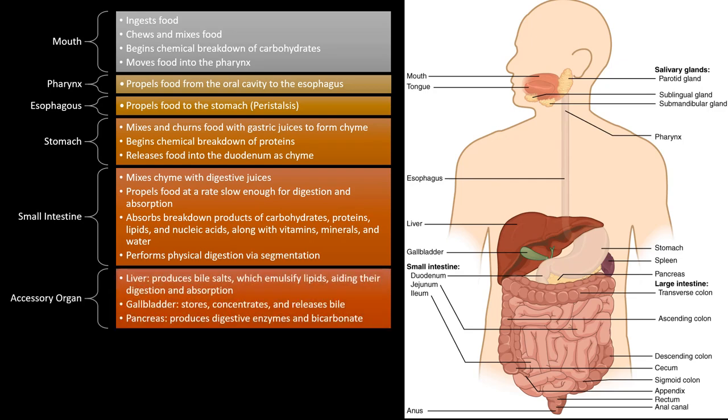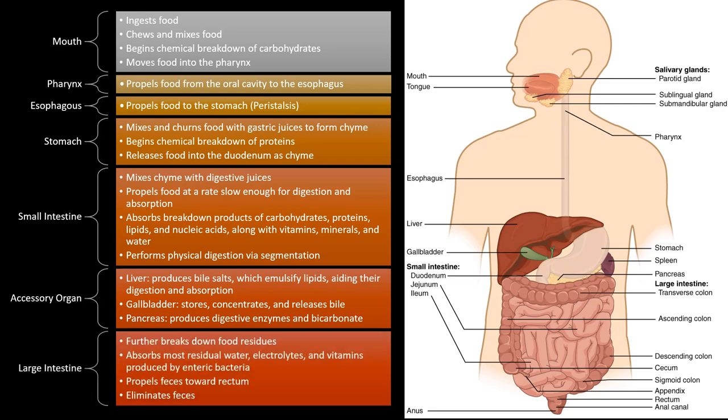The food particles here get mixed physically. Now the accessory organs, that is the liver, gallbladder, and pancreas. The liver produces bile salts, which emulsify the lipids and help in the digestion and absorption of the food particles. The gallbladder stores, concentrates, and releases the bile as and when required. The pancreas produces the digestive enzymes and the bicarbonate ions.